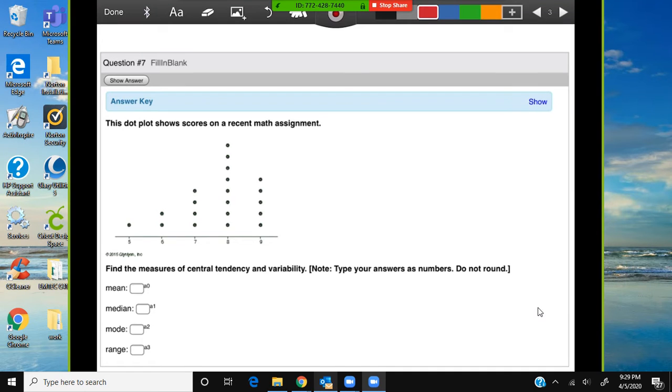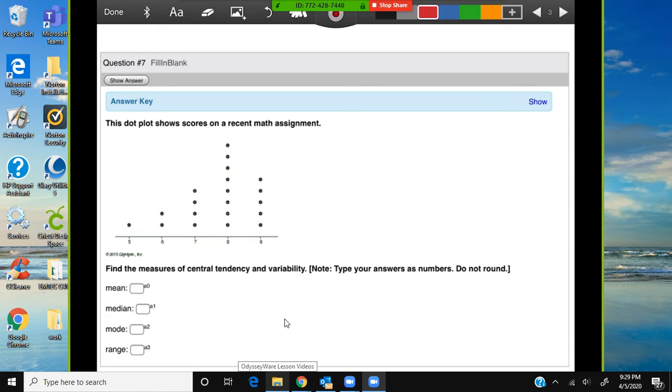In this video, I'm going to go over question number 7 on the Summarizing Datasets lesson. This dot plot shows scores on a recent math assignment. Find the measures of central tendency and variability. And all that means is find the mean, median, mode, and range.